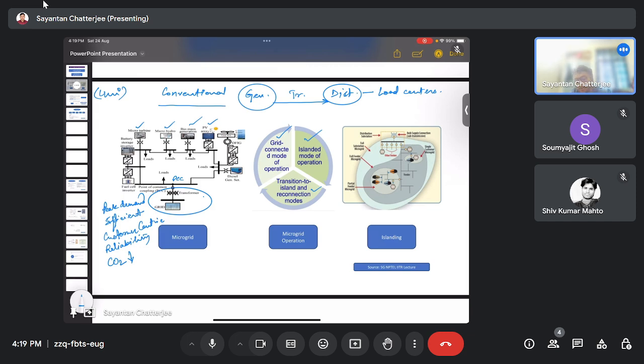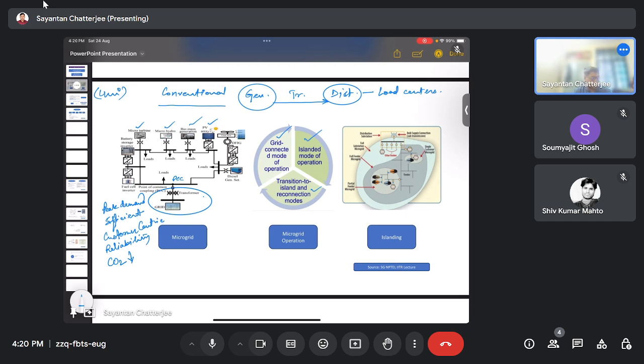Whenever there is suddenly a power failure, a problem or fault that can be observed on the grid side, instantaneously the grid connected mode of operation can be switched off at the point of common coupling, and then the islanded mode of operation begins. And again, whenever the grid is back to its original operating state, from the islanded mode of operation it reverts back to the grid connected mode of operation. So this is a transition phase which can also be handled in the microgrid architecture.